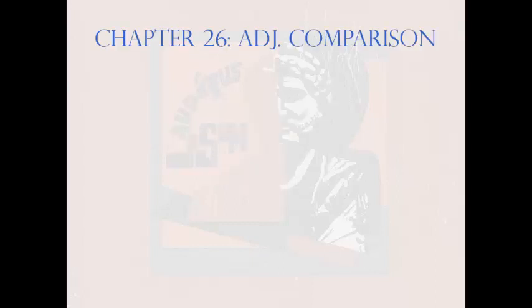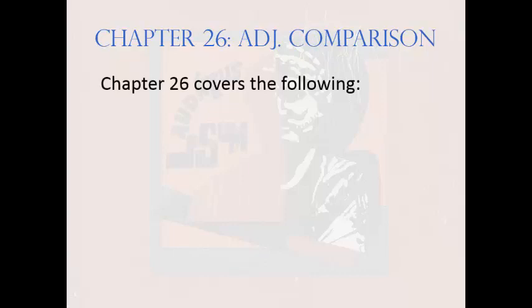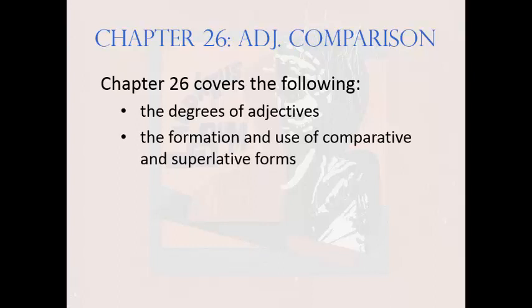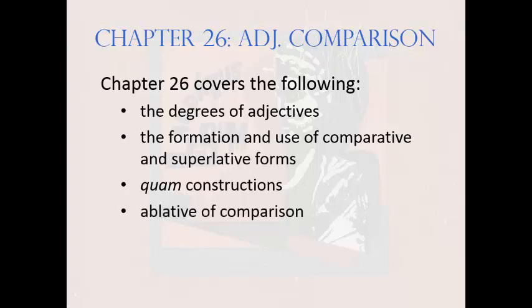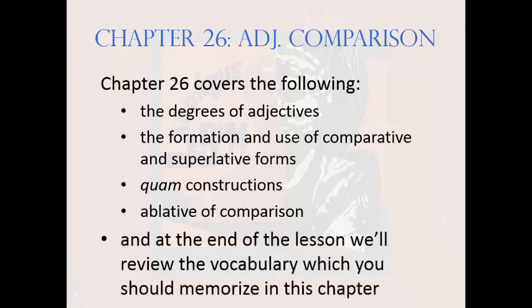Chapter 26. The Regular Comparison of Adjectives. Chapter 26 covers the following: the degrees of adjectives, the formation and use of comparative and superlative forms, comparative and superlative constructions using quam, and the ablative of comparison. At the end of the lesson, we'll review the vocabulary which you should memorize in this chapter.